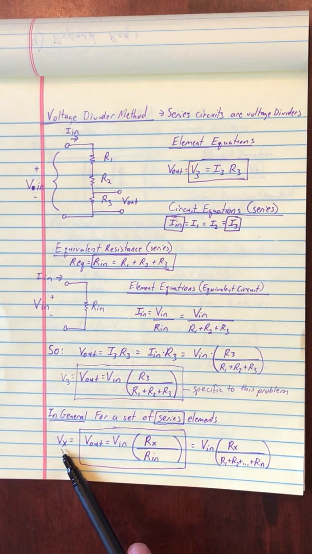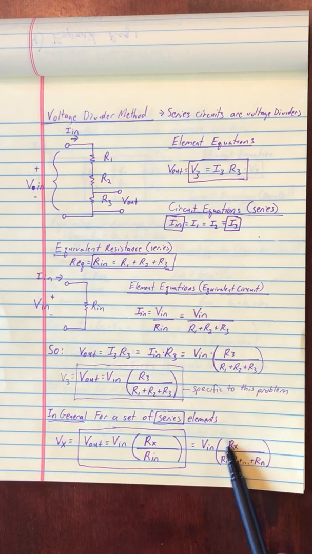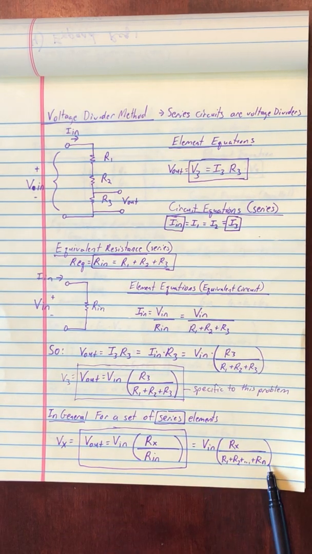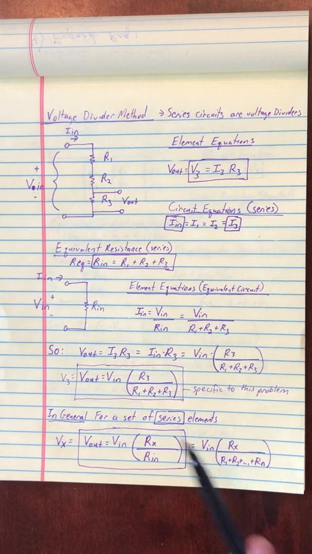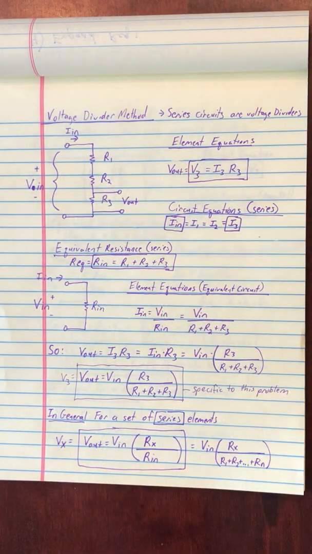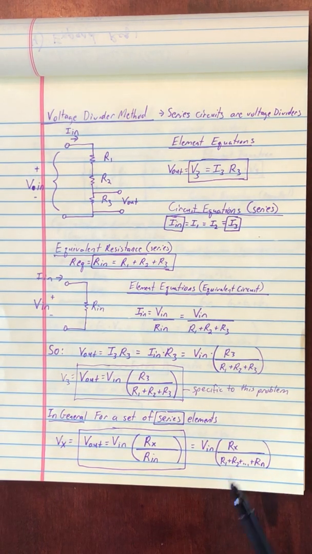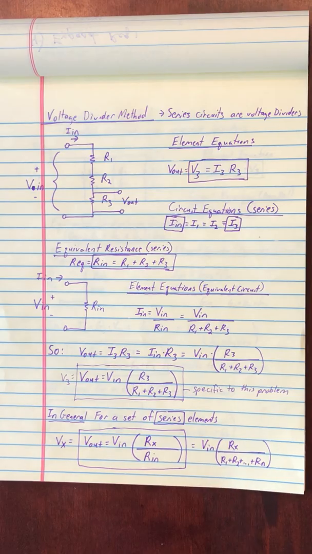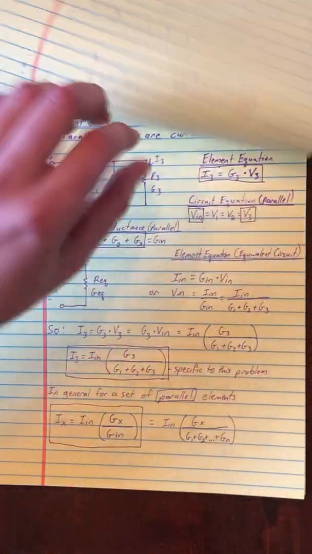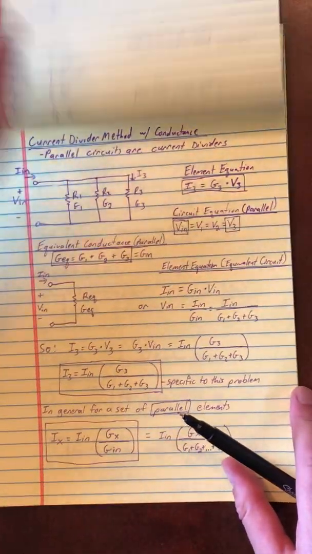The X voltage is going to be the input voltage times the X resistance over the sum of however many elements you have. And so this is only 3. We could have as many as we want, and we can pick any of those resistors and, using this voltage divider equation, quickly find the voltage across that element. So it's pretty cool. Current divider works in a similar way.